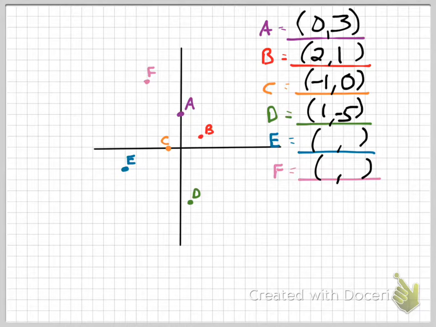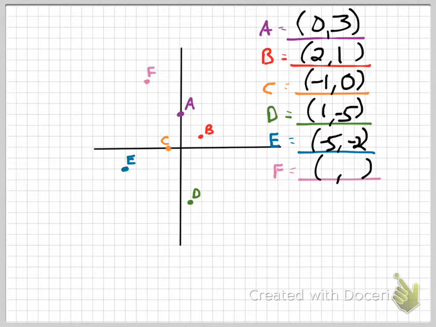E. Where's it at on the x? What's right here? -1, -2, -3, -4, -5. It's at -5 on the x. Where's it at on the y? What's this? -1, -2. How many of you got -5, -2?